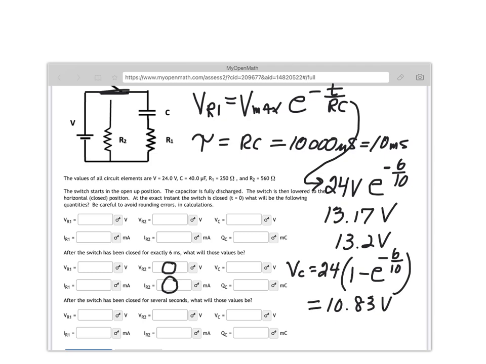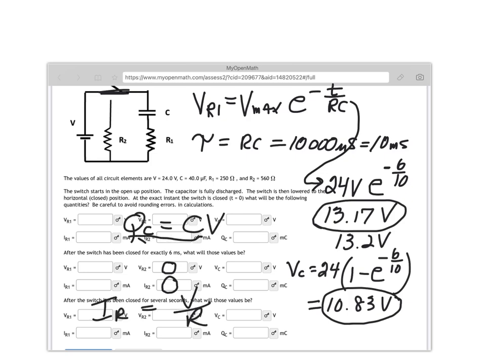And now we can use the voltages across the resistor to find the current through the resistor and the charge on the capacitor. Those are the two equations that you would use to get the charge on the capacitor. So the current is the voltage for the resistor divided by the resistance of that resistor, R1. And the charge is the voltage across the capacitor times the 40 microfarads. I'm not going to do those numbers. You can get those. And that completes all those values.